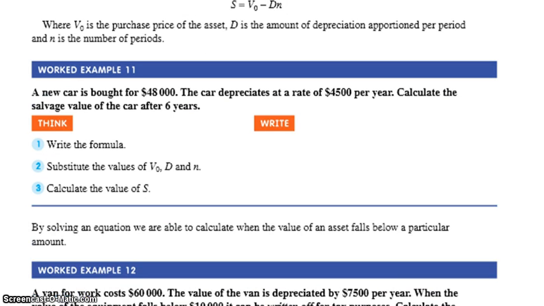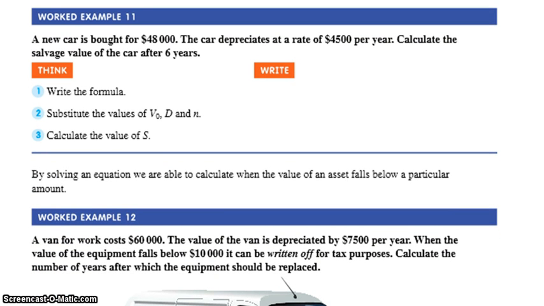All right. This first one, worked example 11: a new car is bought for $48,000. The car depreciates at a rate of $4,500 per year, so we know it's per year. Calculate the salvage value of the car after 6 years. There are 4 steps you are going to do to solve this, funnily enough. What are those 4 steps?